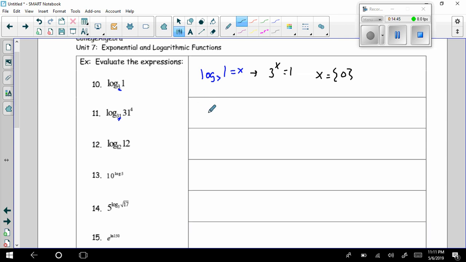There, same thing here. So I have log base 31 of 31 to the 4th. This is just a log property, so we know that this equals 4. But another way to think of it is that if I set this equal to x, then 31 to the x is equal to 31 to the fourth. And so x is equal to 4. If the bases are the same, the exponents have to be the same.